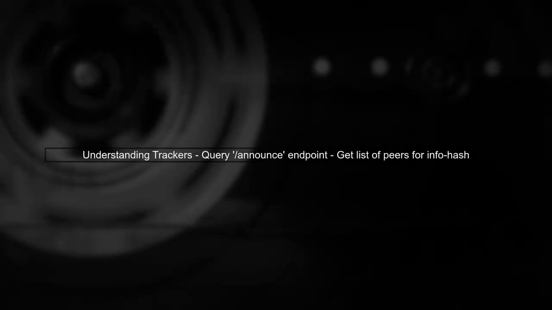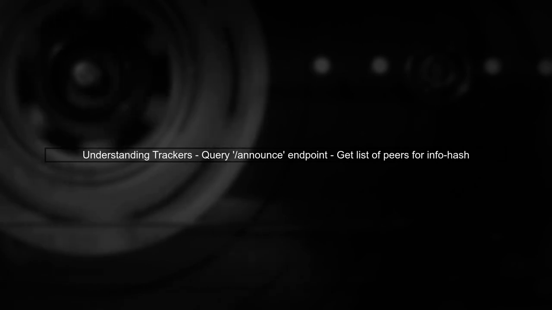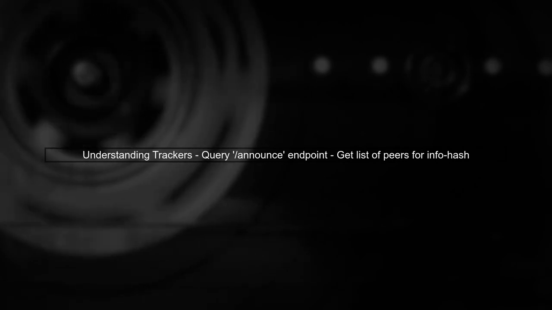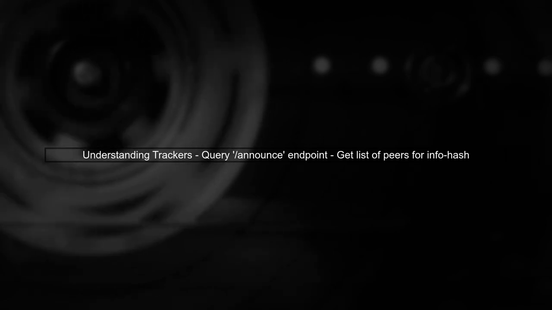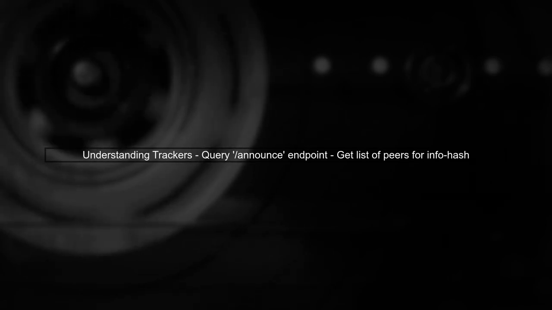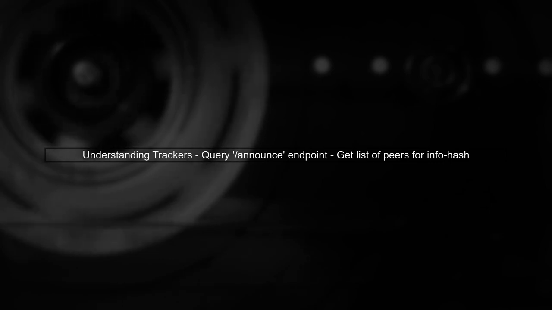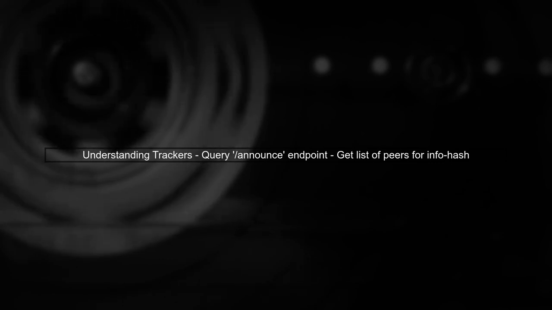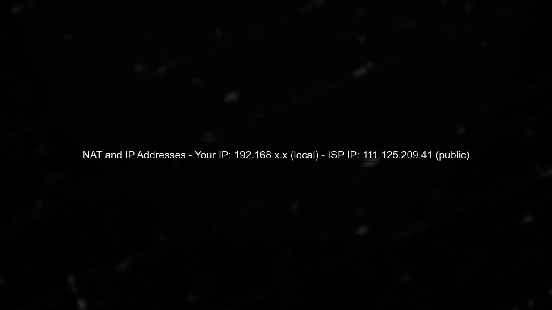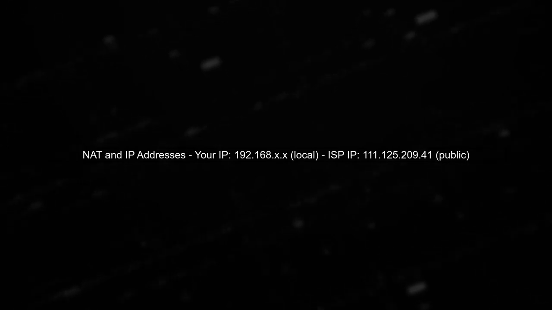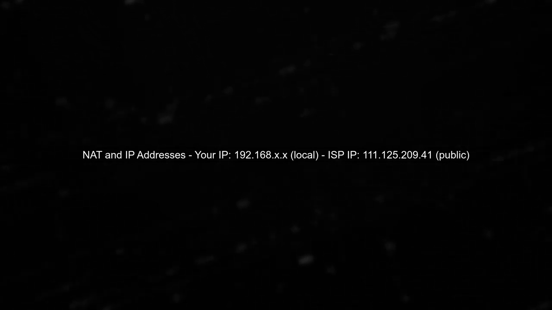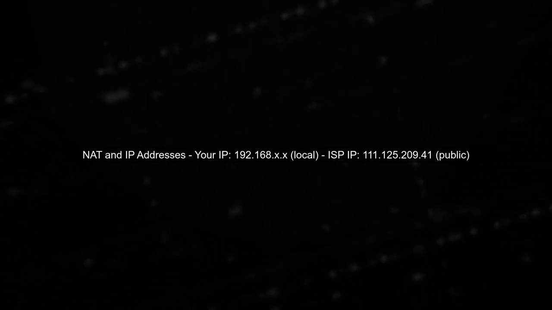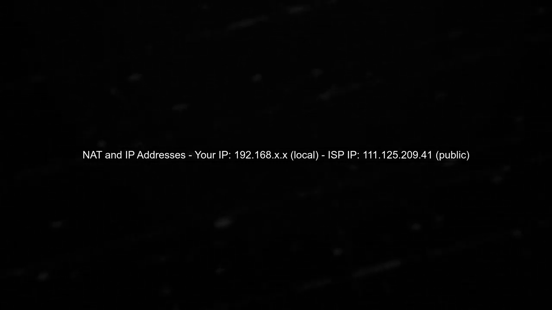Now let's continue on. To connect to peers in a BitTorrent network, we first need to understand how the tracker works. When you query the tracker at the /announce endpoint, it provides a list of peers for a specific info hash. In your case, you received your own IP address and the public IP of your ISP. This is common when you're behind a NAT, as the tracker only sees your public-facing IP.